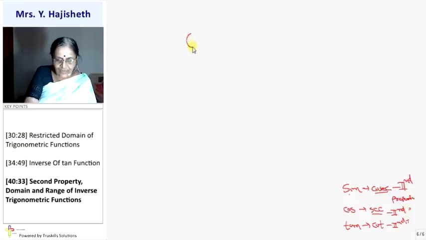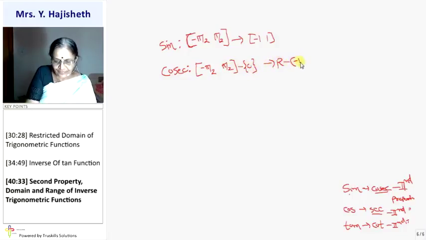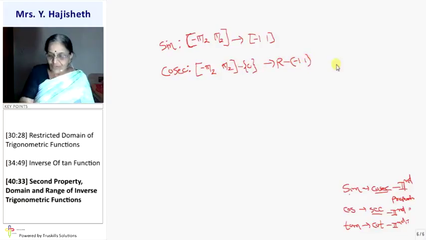See, I will give you some trick. Chalo. Sine ka domain kya hai? Close interval minus pi by 2 to pi by 2. Ye sin ka domain hai, okay? And cosec ka domain kya hai? Close interval minus pi by 2 to pi by 2 minus set and then 0. Aur range kuch bhi hai. Hamari second property kiske upar base hai? Domain par. So, that is why domain of sine and cosec are same.